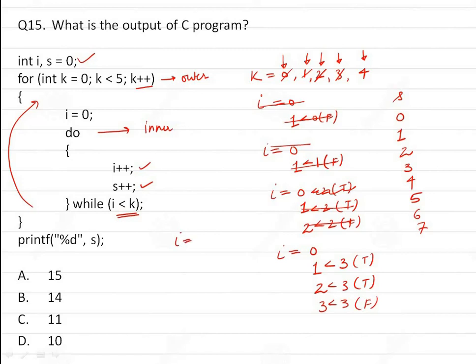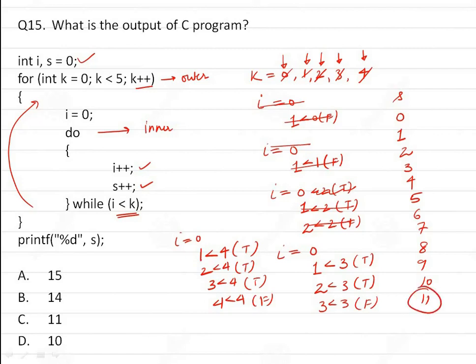Again we will start from I equal to 0, and we will enter the loop, so s will become 8. We will check I less than k, yes, this is true. So I will become 2, s will become 9. 2 less than 4, yes, this is true. So I will become 3, s will become 10. 3 less than 4, yes, this is true. So I will become 4, s will become 11. 4 less than 4, this will become false. So this completes the outer loop also. It means the final value of s is 11, so the output is 11. The correct answer is C.